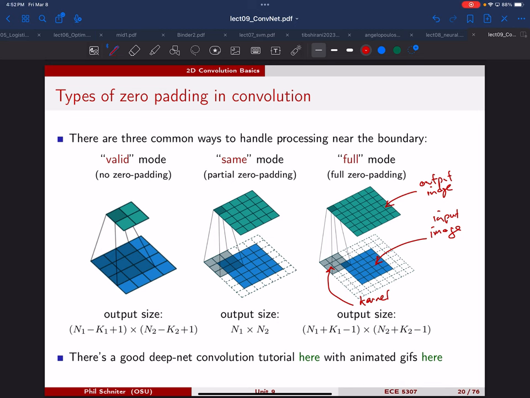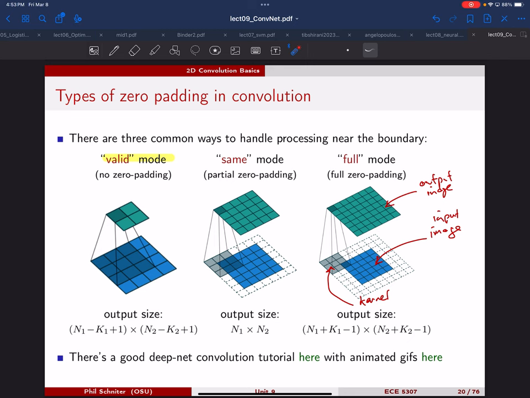So here are some options. In what's known as valid mode convolution, here we have a 3x3 kernel and a 4x4 image. It's very small for an image, but still good enough for this example. If we don't allow the kernel to go outside the boundaries of the image, then there's really only four places it can be. We can slide it to the right, we can slide it down, and we can slide it down and to the right. Those are the four shifts possible, and that will give us an output image that's only 2x2. Does that make sense?